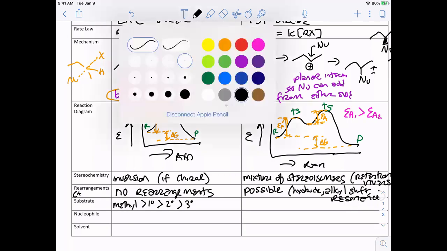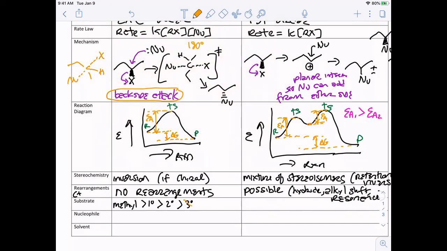In fact, usually I just do that. So tertiary, generally not going to happen. We want less sterically hindered substrates. I wonder if we can write that in there. I don't know if you guys will be able to see this in the video or not. So less sterically hindered is what I wrote, if you can't read it.